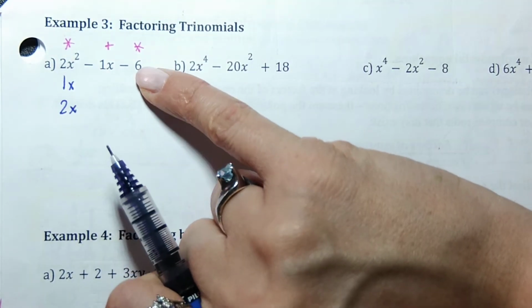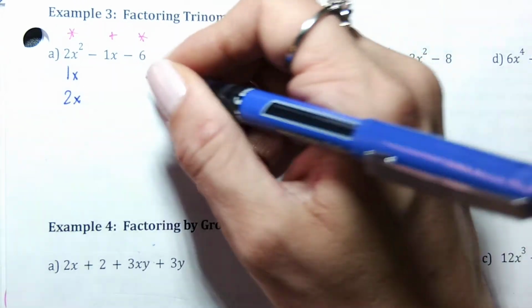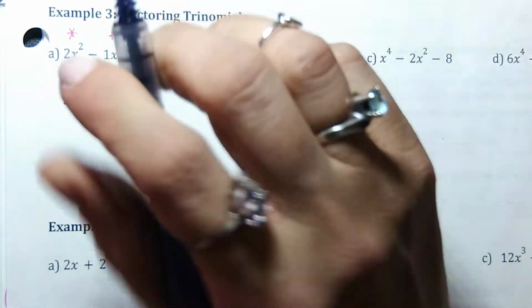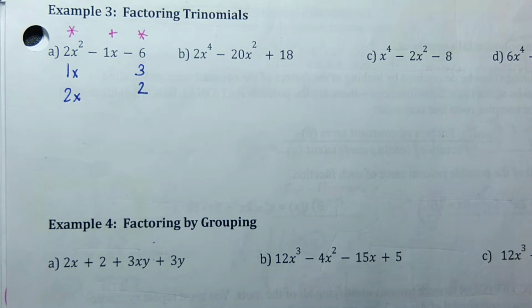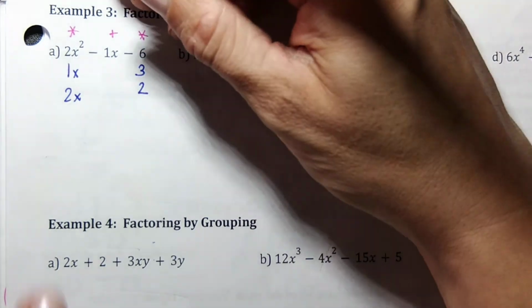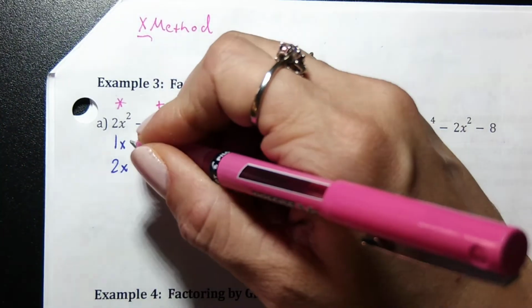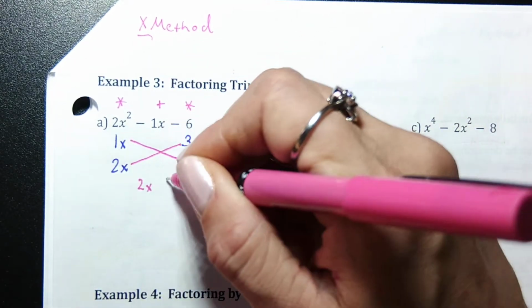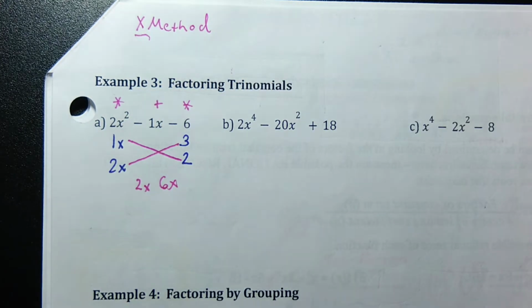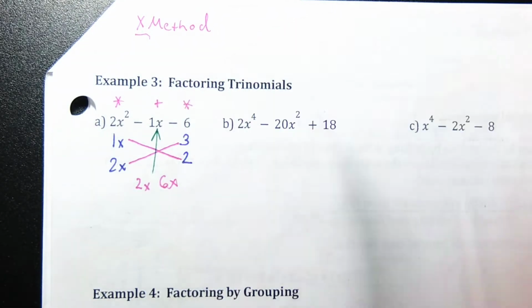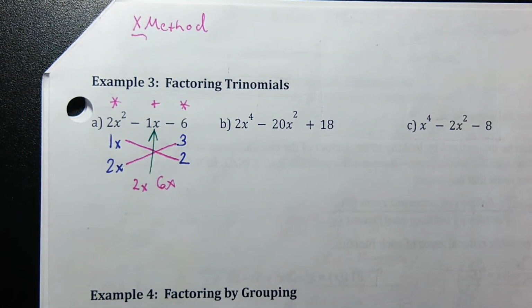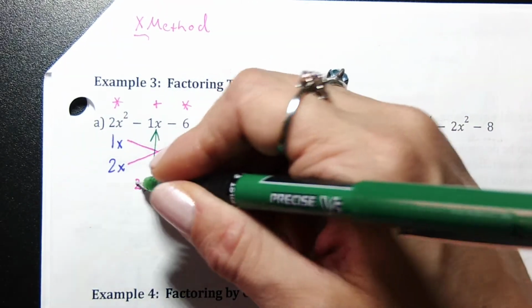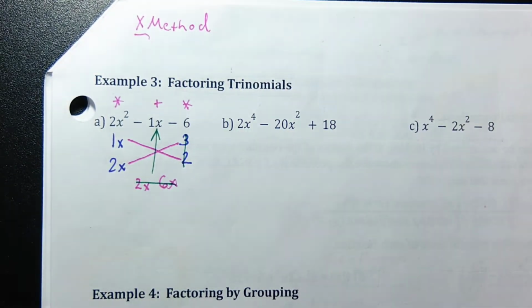Then what about possible factors of 6? 3 and 2. You can do 6 and 1 as well. So this is where kind of the guessing and checking comes into play. So the reason why it's called the x method is we are going to multiply crisscross. 1x times 2 is 2x. 2x times 3 is 6x. And then is there any way for me to get a sum of that middle term by adjusting the sign of these two? If I make them both negative or one of them negative, yeah, that's a no. So that's out.